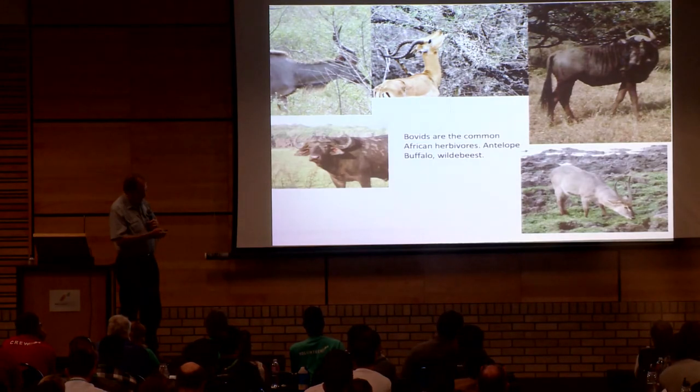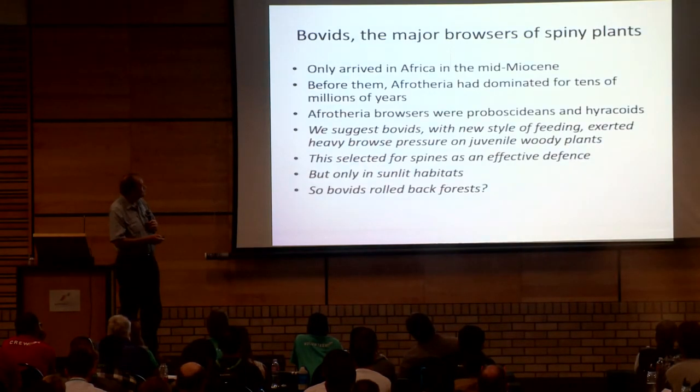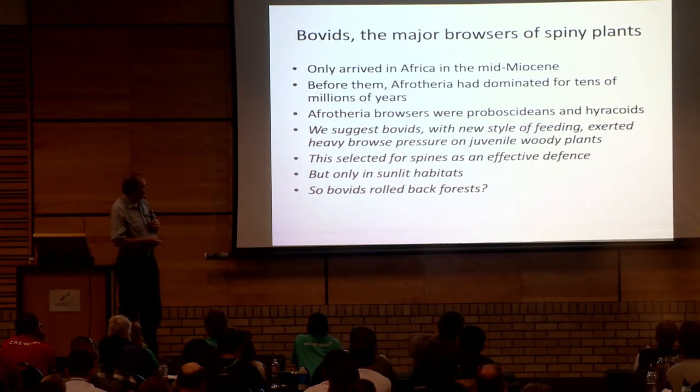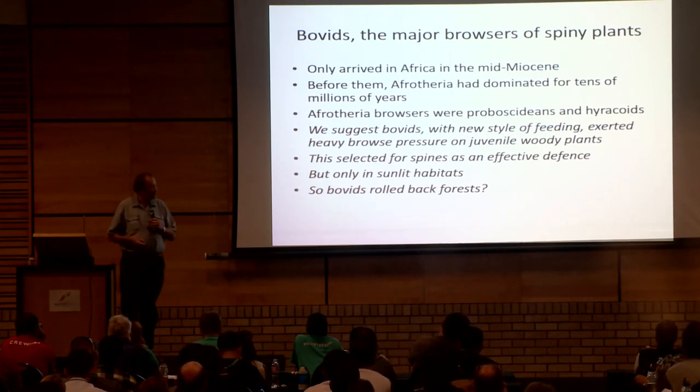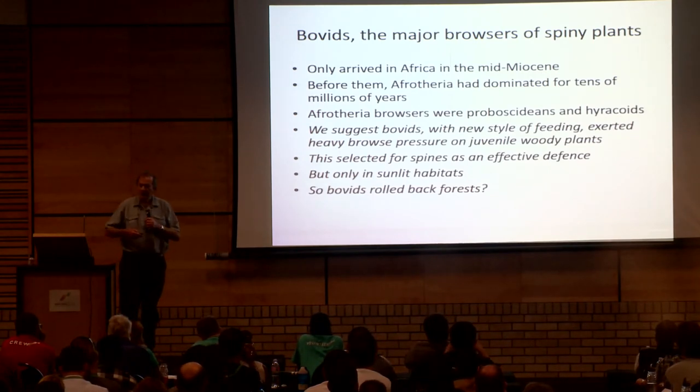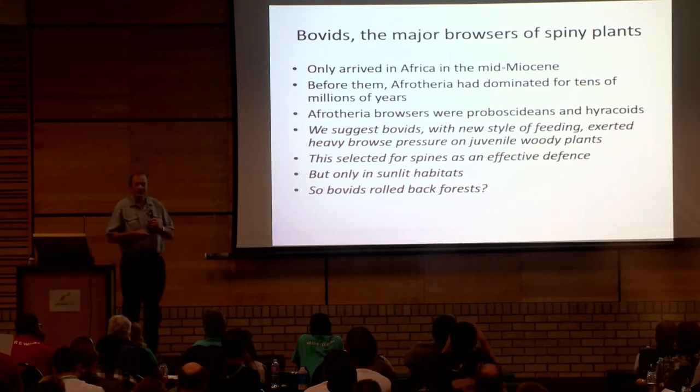And here they are today, major browsers. So we think that what went on here, we suggest that the bovids, with a new style of feeding, exerted massive heavy browse pressure on juvenile woody plants, and that spines evolved as an effective defense.